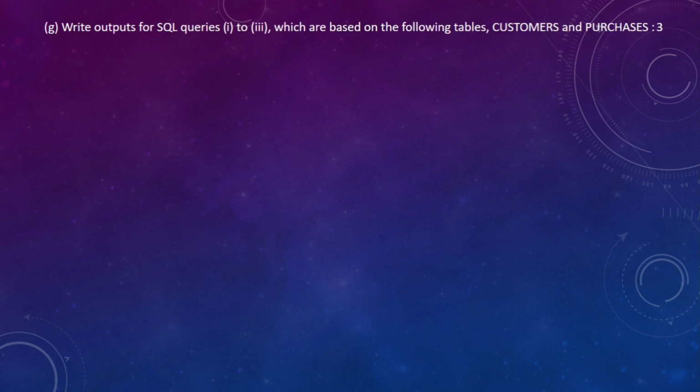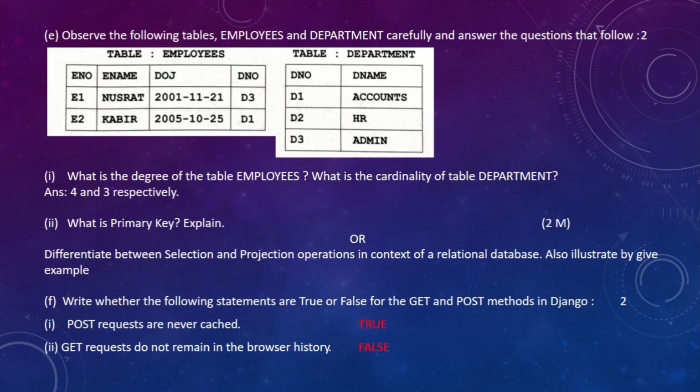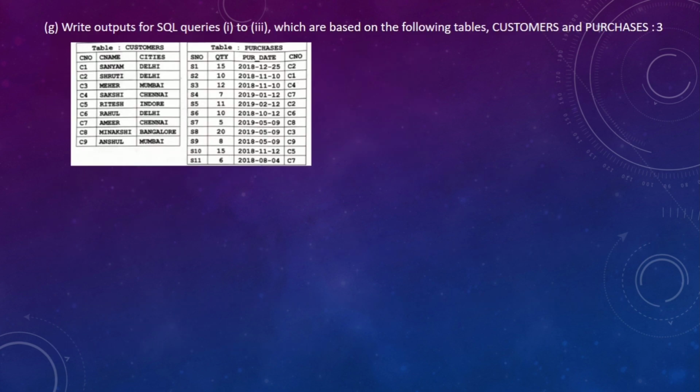Now on the tables customers and purchases which we have seen, it is coming now. Customer and purchases, these two tables are given, and we have to write down the output. Select count distinct cities from customers. So Delhi, Mumbai, Chennai, Indore and Bangalore. So the count is 5.